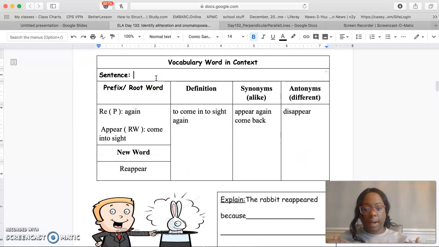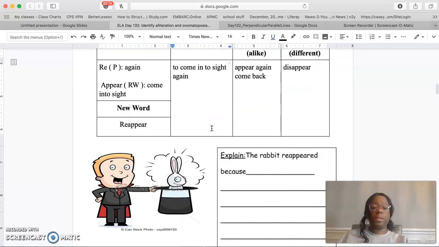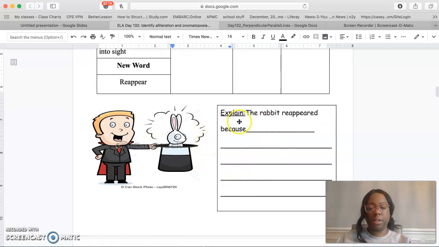The sentence that I'm going to write is as follows. You can write your own sentence, including the word reappear. The rain reappeared as I drove down the street. Let me fix this up. Now our vocabulary word was reappear. And I'm going to make sure that I underline it. And you can create your own sentence. Now, if we go down and look at the illustration, it says explain. The rabbit appeared because.